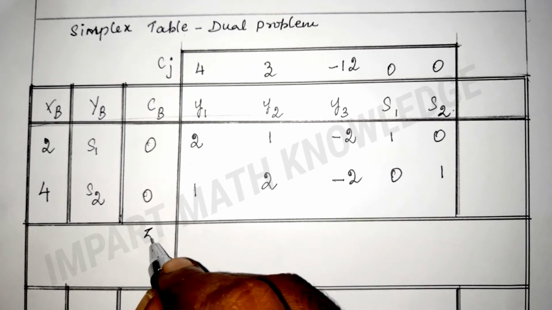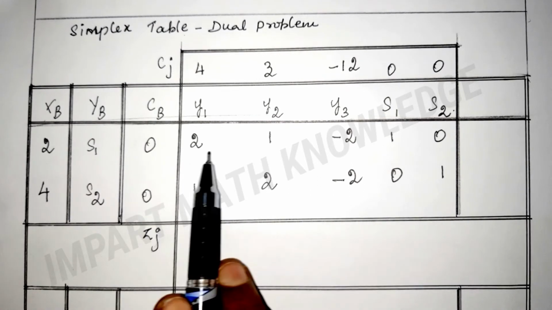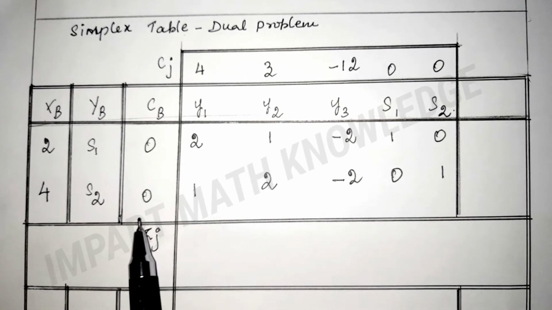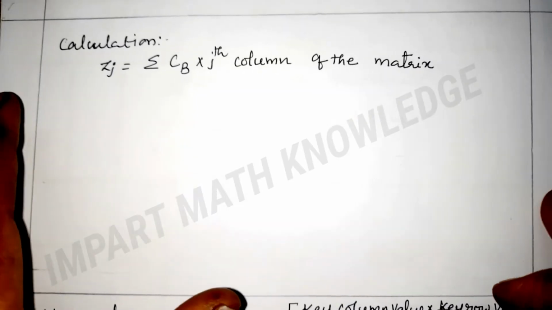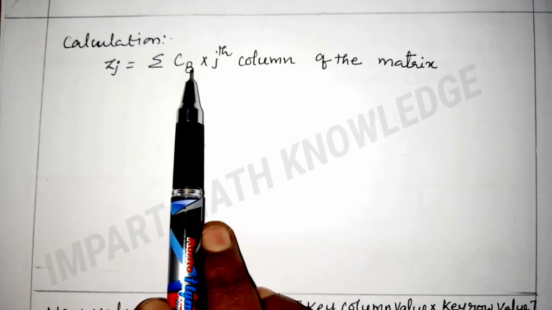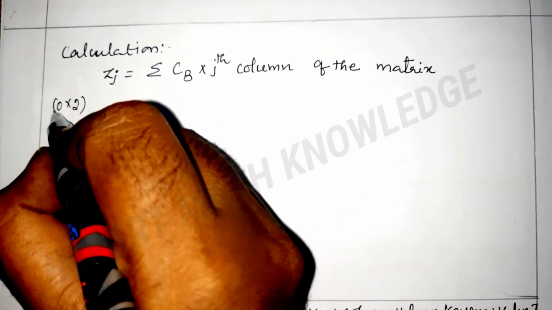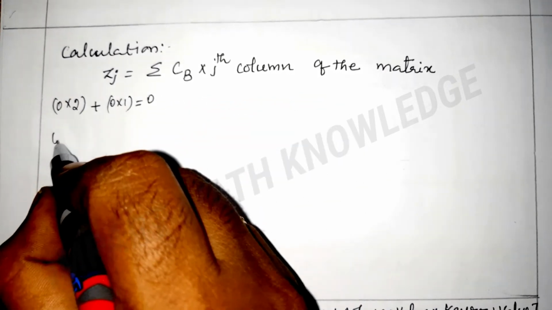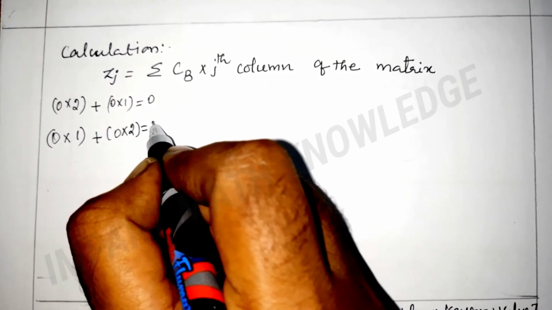Now we have to find the Zj value for this problem. Zj is nothing but 0 into 2 plus 0 into 1. If I select the second column, 0 into 1 plus 0 into 2. Like that you have to find all the values. The formula for Zj value is Zj is equal to sigma Cb into jth column of the matrix. 0 into 2 plus 0 into 1 is equal to 0. Second column, 0 into 1 plus 0 into 2 is equal to 0.